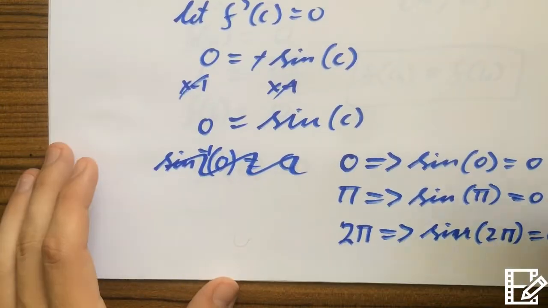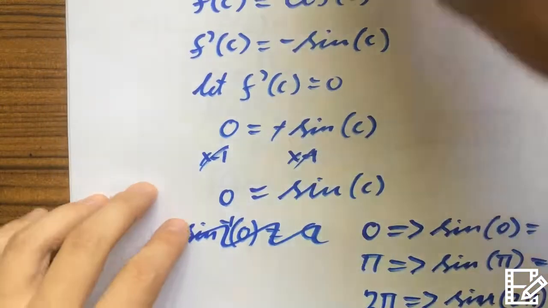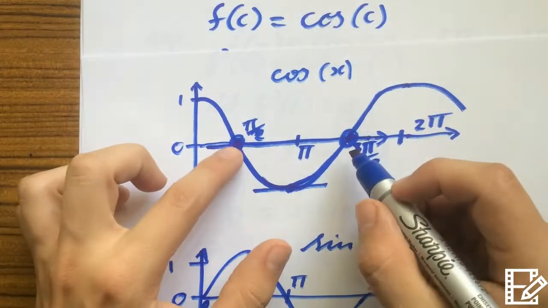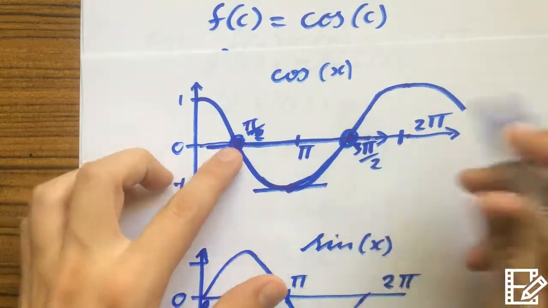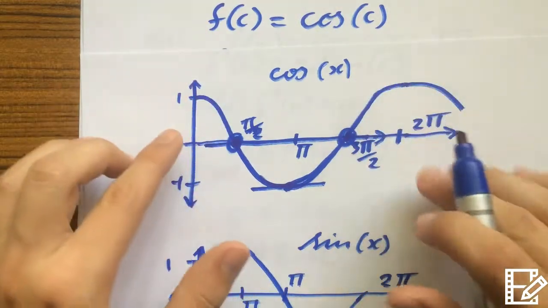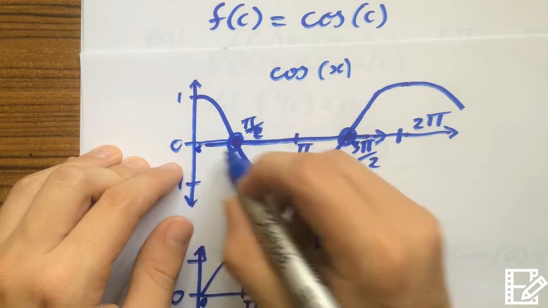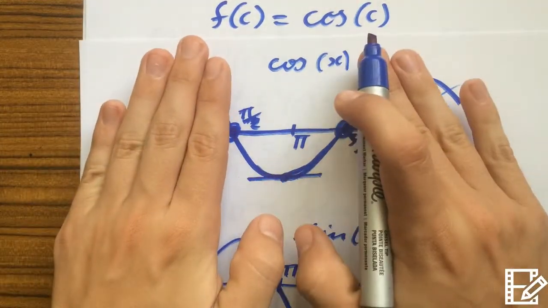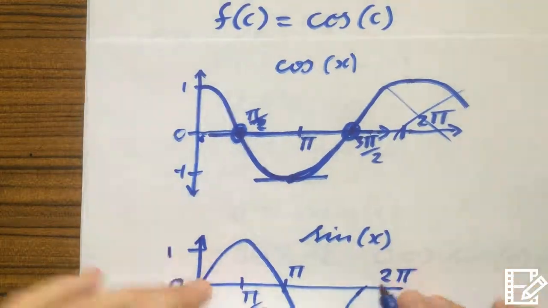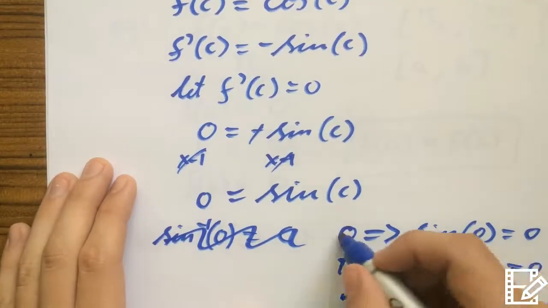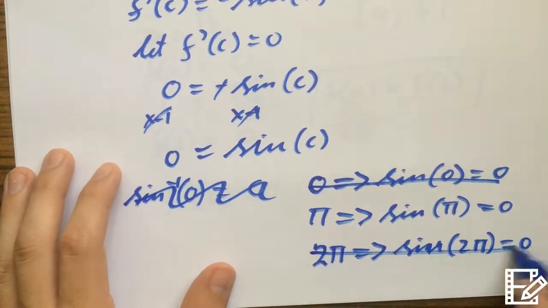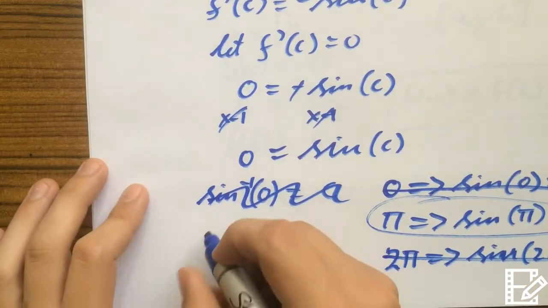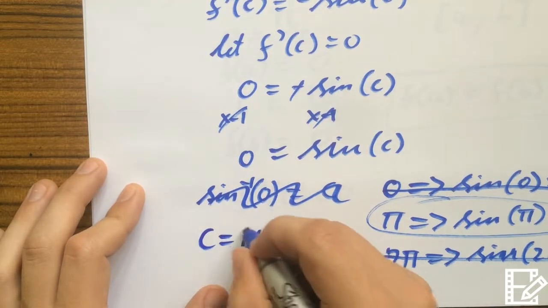Okay? And because the domain we have is between pi on 2 and 3 pi on 2, we don't care about anything else. So we can scratch out the 0 value over here, and we don't want the 2 pi because we're just looking between here. So the only value we can see is pi. Therefore, this doesn't work because it's not in the domain, this doesn't work because it's not in the domain, and this must be the answer. So c is equal to pi.